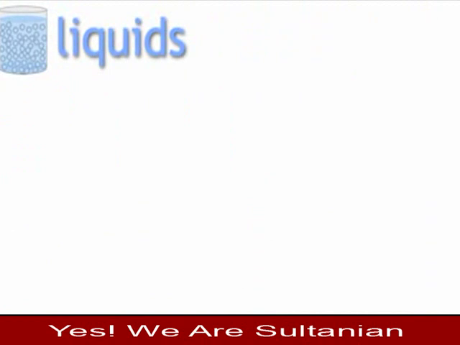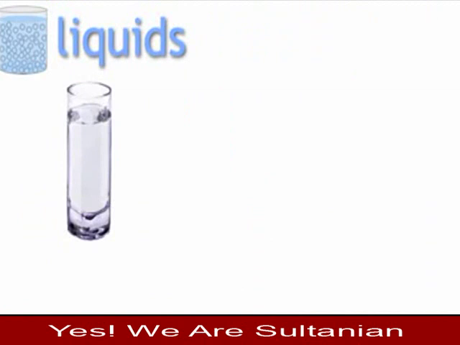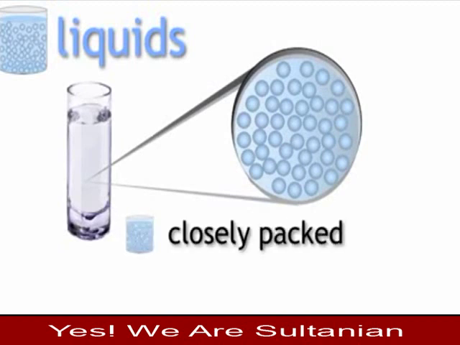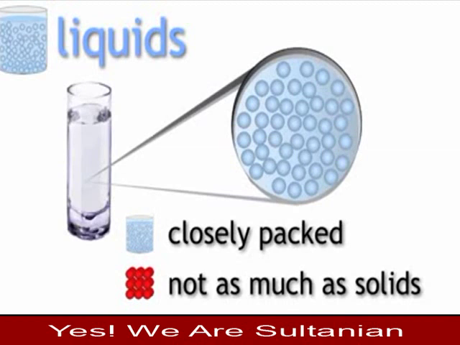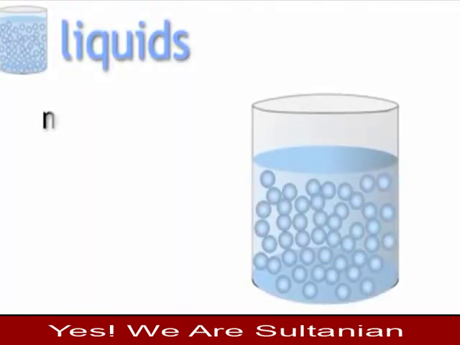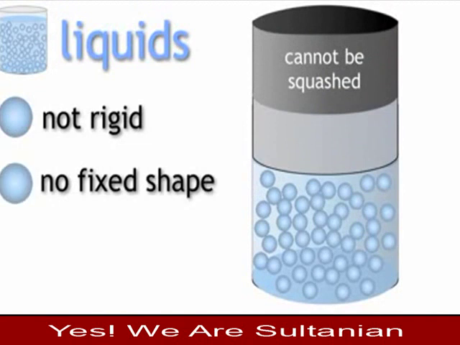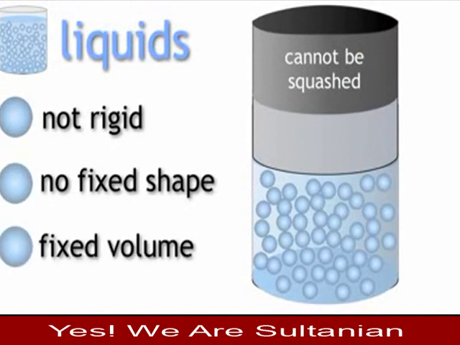An example of a liquid is water. Just as with solids, the properties of liquids depend on how the particles in liquids are packed. In a liquid, the particles are again closely packed, but not as closely packed as in solids. So this means the particles in liquids can move around each other. So, liquids are not rigid, but because their particles are closely packed as in solids, they cannot be squashed or compressed. They do not have a fixed shape, but they do have a fixed volume.